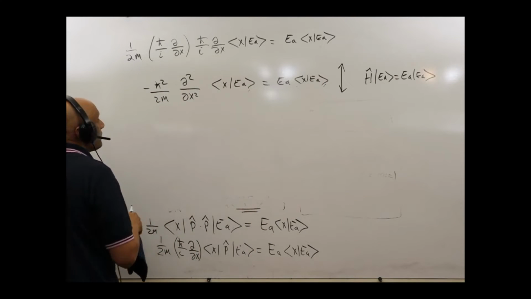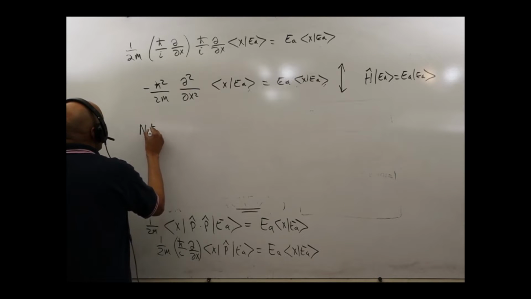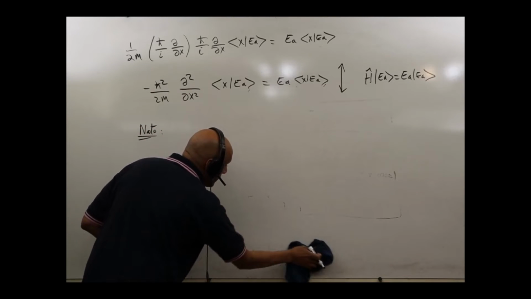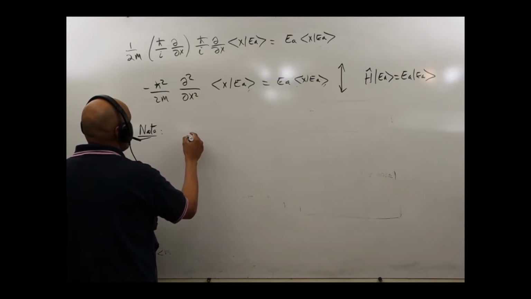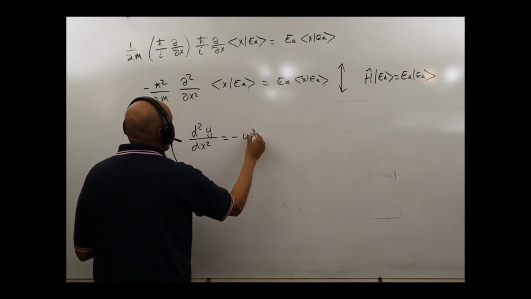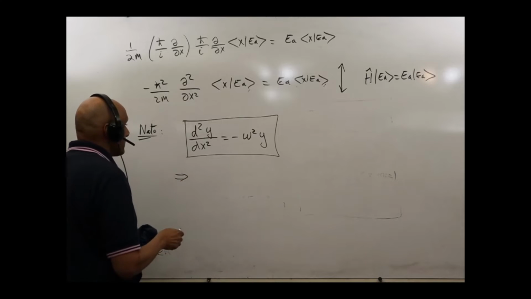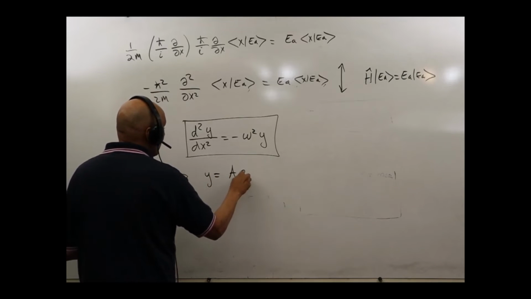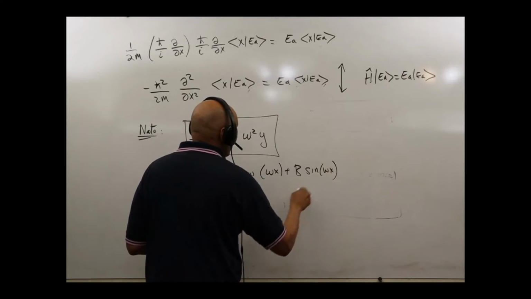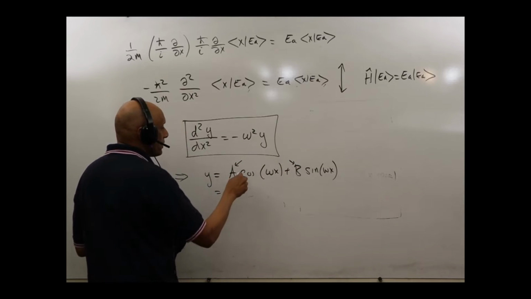So basically, how do we solve this? It's a second order differential equation. Just a little side note if you forgot. Remember, if somebody gives you a second order differential equation, so let's say I have a function y, d squared y over dx squared is equal to minus omega squared y. We know the solution: y is equal to a cosine of omega x plus b sine of omega x, where a and b are two constants that will be specified by boundary conditions. Here are your two constants.